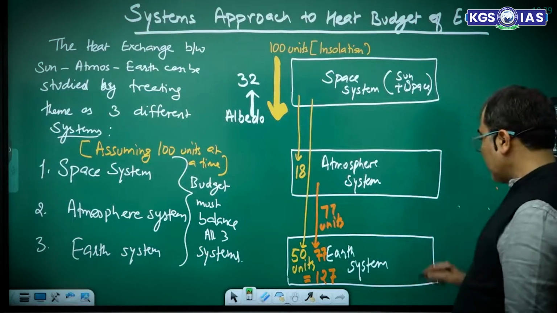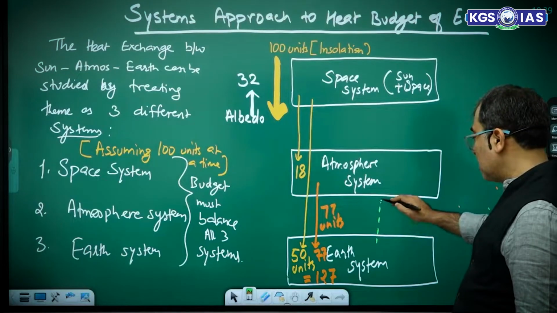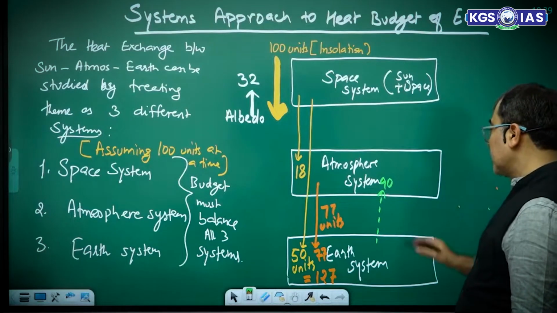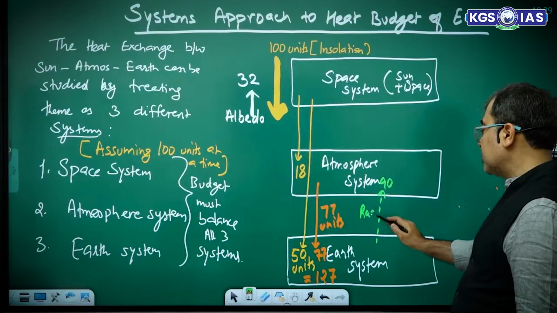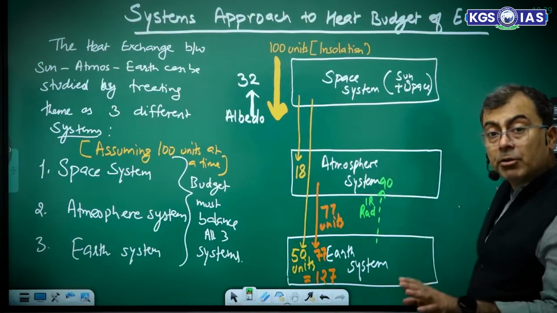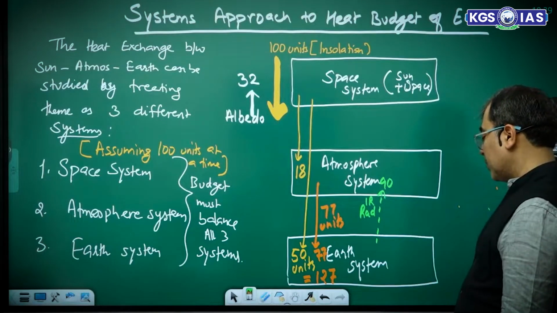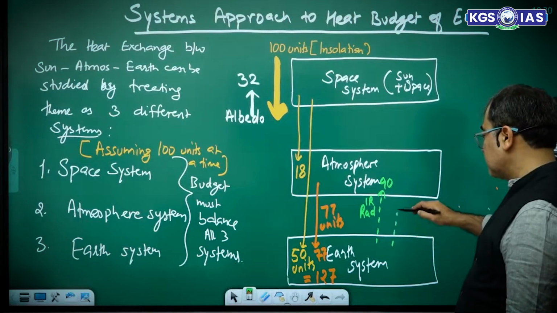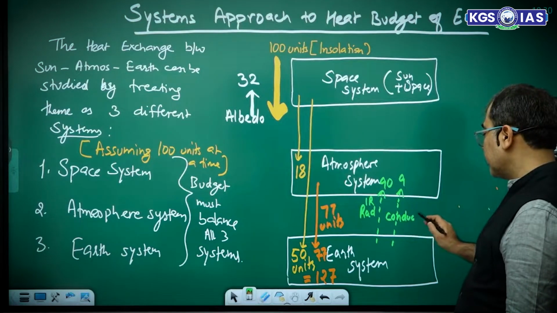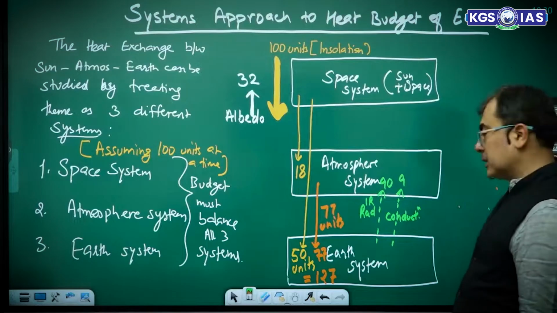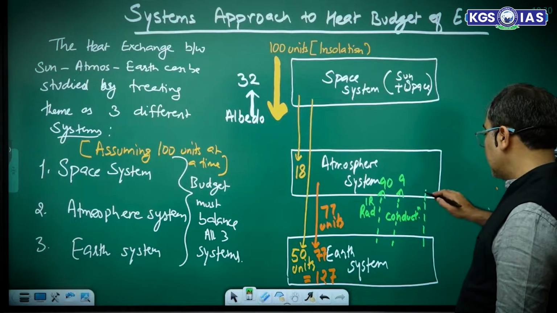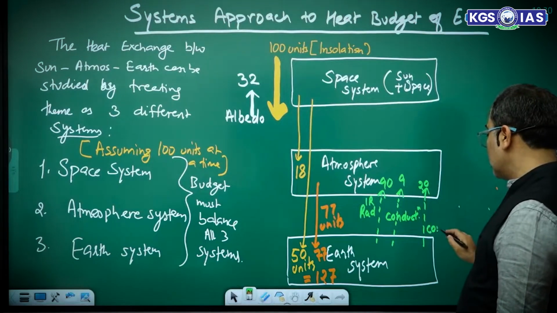इसने क्या किया? अर्थ सिस्टम ने 90 यूनिट्स यहां भेजा. 90 units as radiations, IR radiation, infrared radiations, and atmosphere stopped them, did not allow them to go. Water vapor stopped it. 9 units were transferred through conduction, and 20 units went through convection.